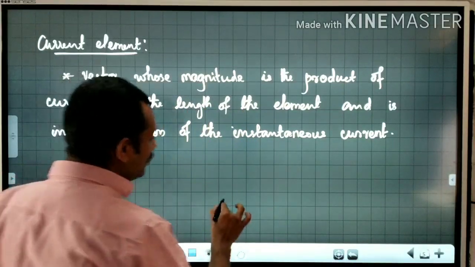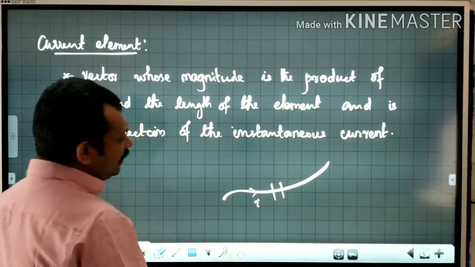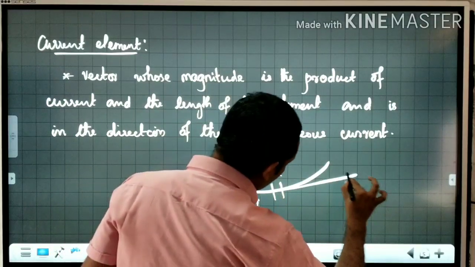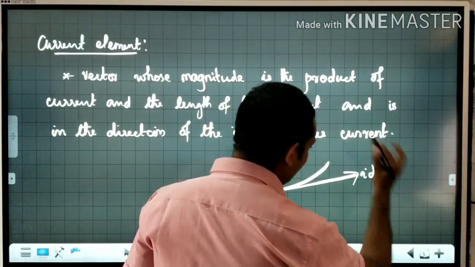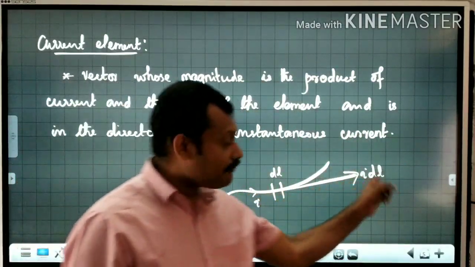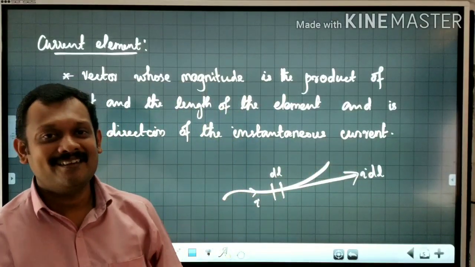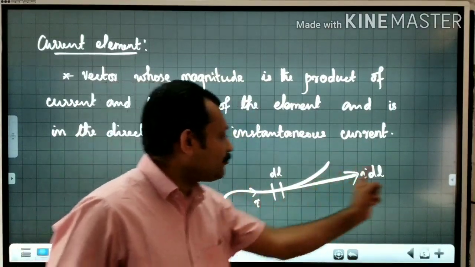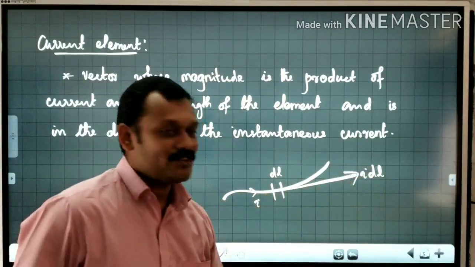Which means if we take a small element of this conductor carrying current I, and the length of this element is dl, I can say the direction of the current element is given by the tangent drawn. This is the direction of I dl. Clear?